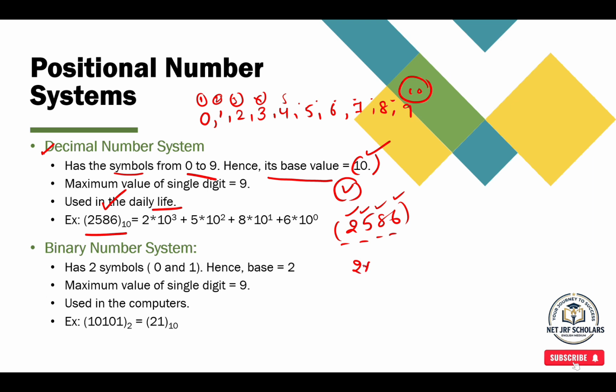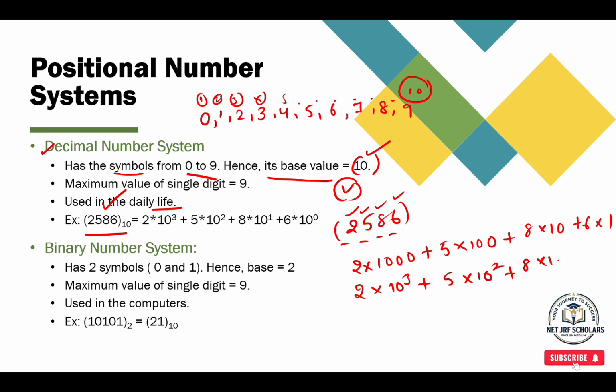Here 2 is at the position of 1000, so 2 into 1000, plus 5 at the position of hundreds, 5 into 100, and 8 in the position of tens, and 6 in the position of ones. So we convert it as 2 into 10 to the power of 3 plus 5 into 10 to the power of 2 plus 8 into 10 to the power of 1 plus 6 into 10 to the power of 0. 10 to the power of 0 is equal to 1, right? Anything to the power of 0 is 1. So 6 into 1. So we can write 1 as 10 to the power of 0. That's what you can see here.